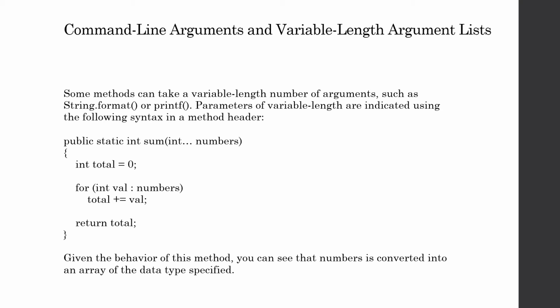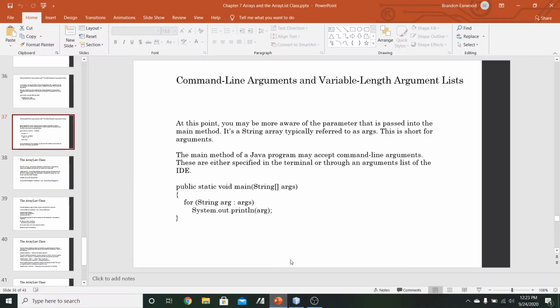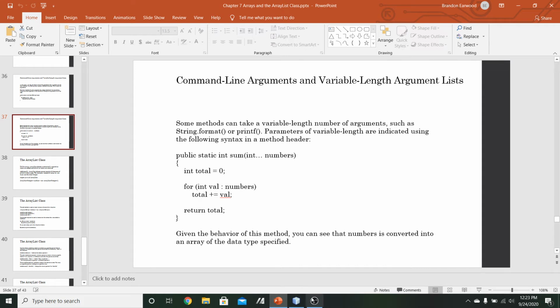So we're going to use this ... after the data type to indicate that it could be any number of arguments. So in this case, we're going to have an int ... and then the name of it, in this case, numbers. So let's go ahead and create another project, and let's put together this method right here with this variable length number of arguments. So go ahead and minimize this.